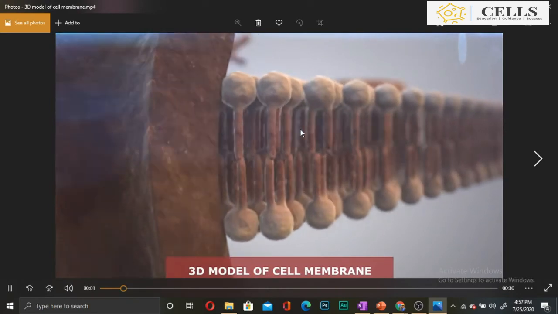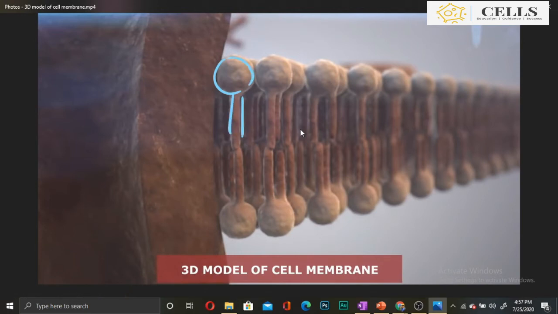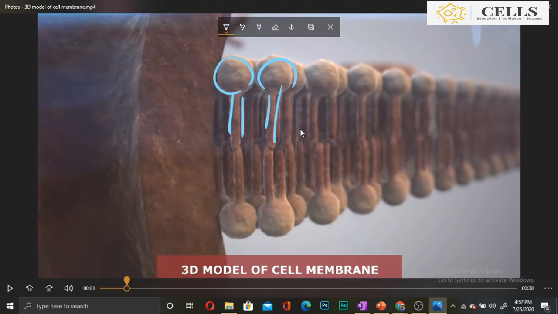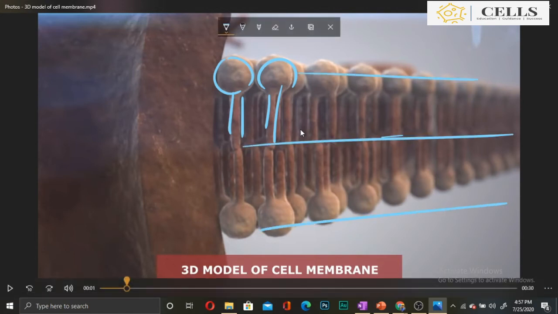This is a 3D view of the membrane. Just see that. Basically you can see that this is the structure. These are mainly the phospholipid structures. These are the phospholipids, the lipid layers which are present. So you can see that the membrane is present in a bilayer format. This is one layer, and this is another layer. These are the bilayers of the lipids which are present.